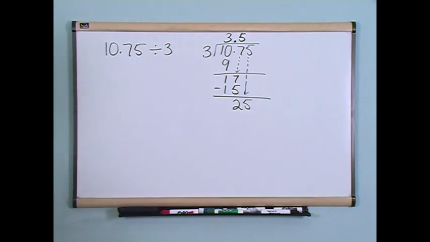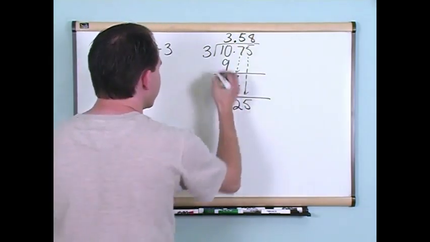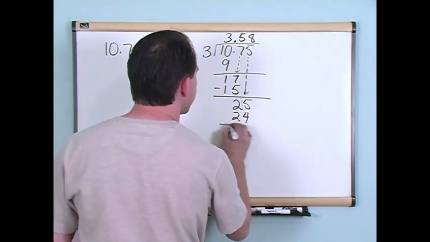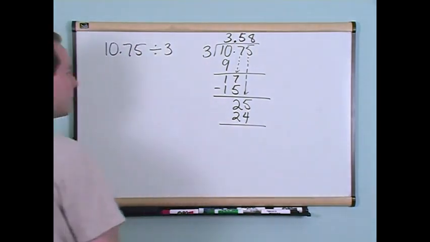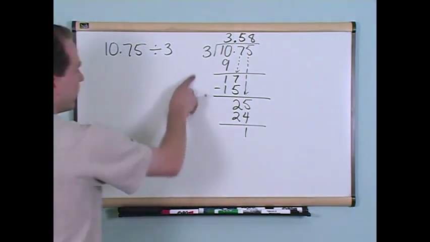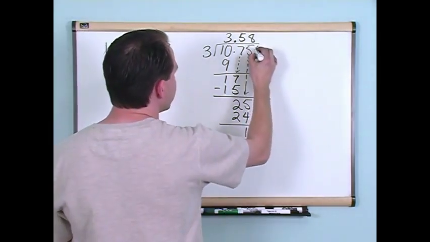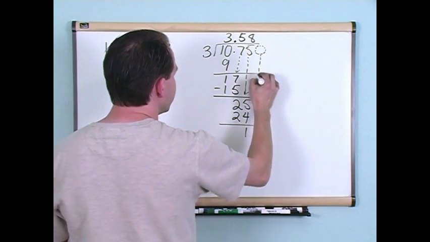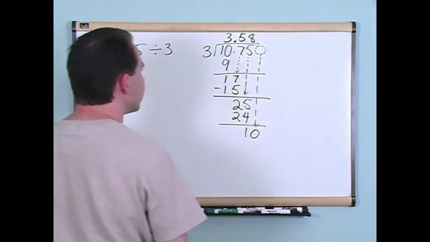Can 3 go into 25? Yes, it can. It can go 8 times because 8 times 3 is 24. 25 minus 24 is just going to give me 1. Can 3 go into 1? Well, no, it can't, but remember, I can add a 0 anytime I need to. Let me drag that 0 down and see what happens.